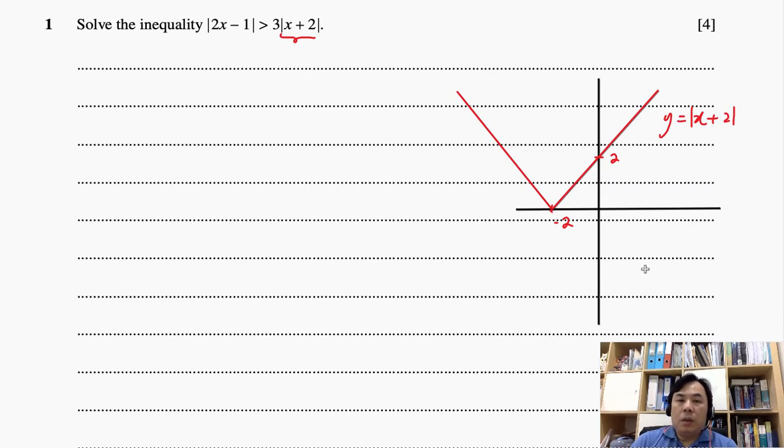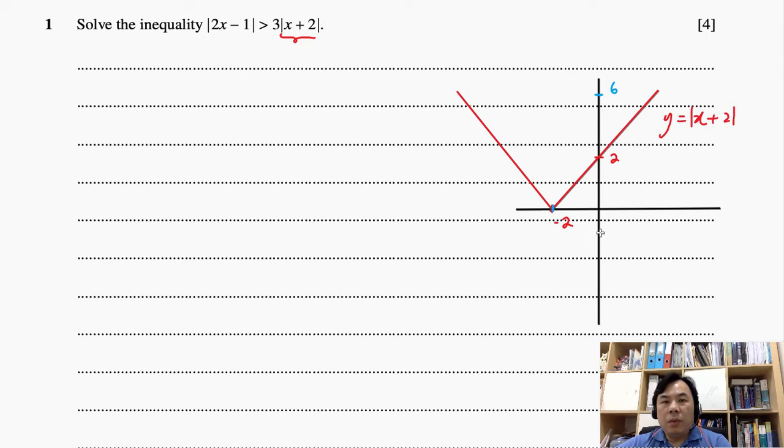And then three times this modulus graph. You're wondering how that graph actually looks. Of course, you can take a few values to figure that out. At x equal to negative 2, 3 times that will still stay as 0, because the y value is 0 itself. Then you can try the y-intercept, for instance. When x is equal to 0, the whole value becomes 6. Now this is not drawn to scale.